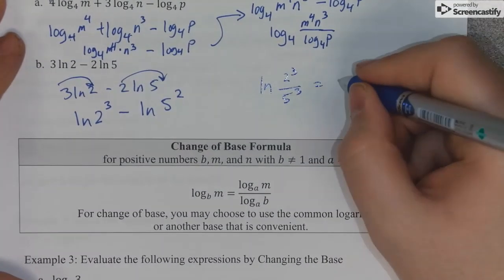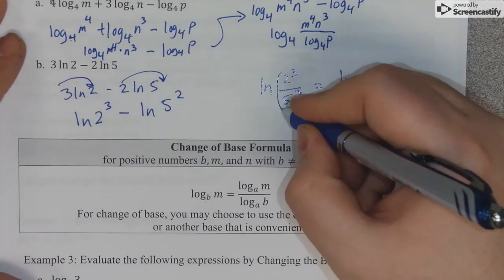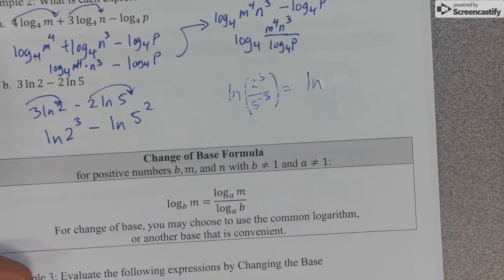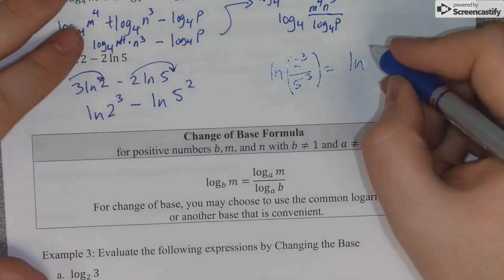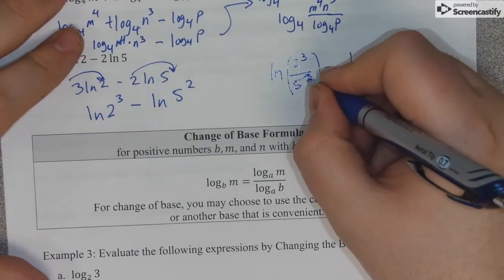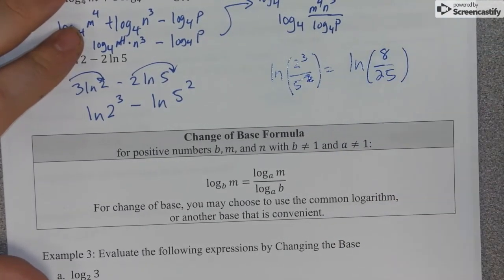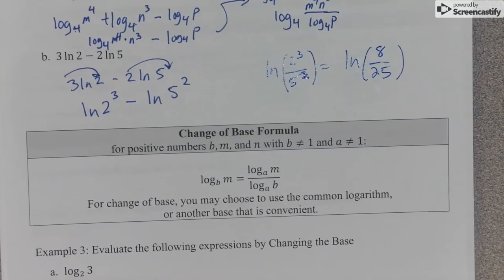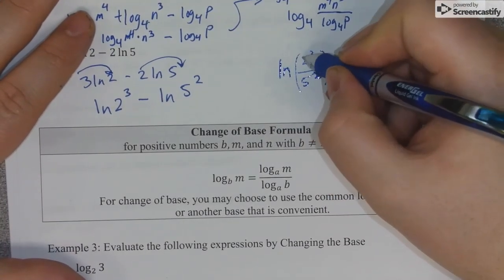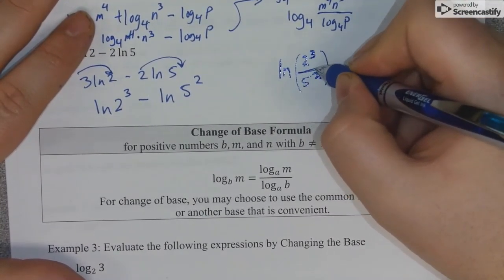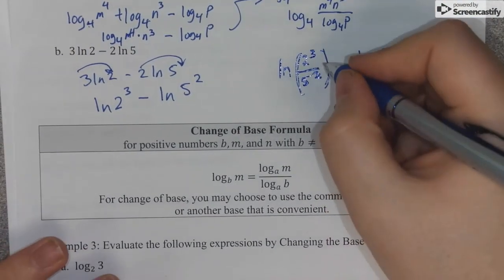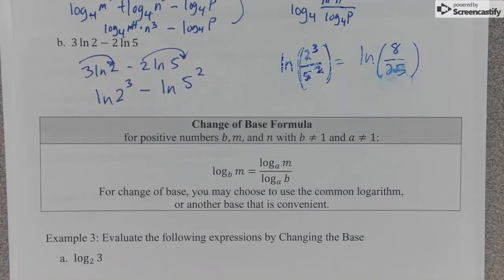And we could simplify this. This is the natural log of, and I guess we should put this in parentheses, 2 cubed is 8, and that should be 5 squared. 5 squared is 25. So it would be ln of 8 over 25. So ln of 2 cubed over, sorry, over 5 squared. So this would be your result.